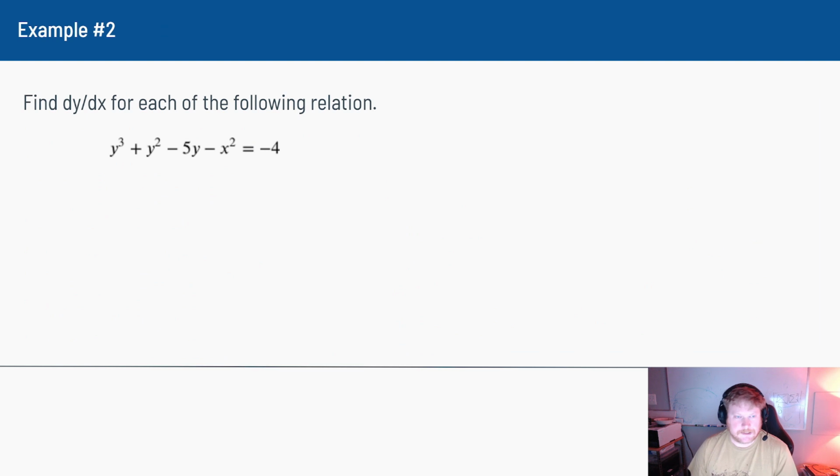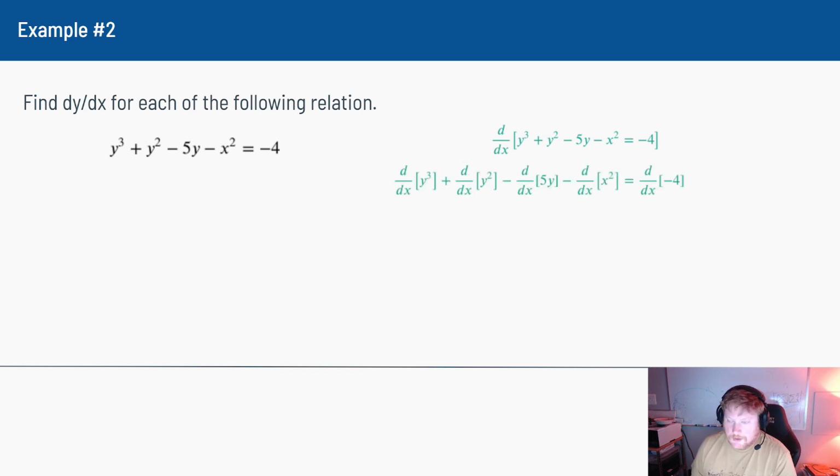Okay, let's look at another example. Find dy/dx for the following relation. So we will start by differentiating the entire function. We're ultimately differentiating each term individually with respect to x.